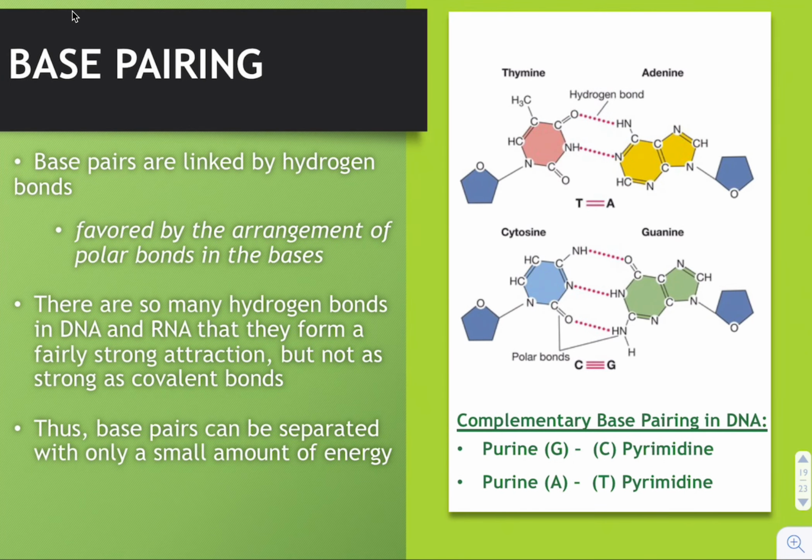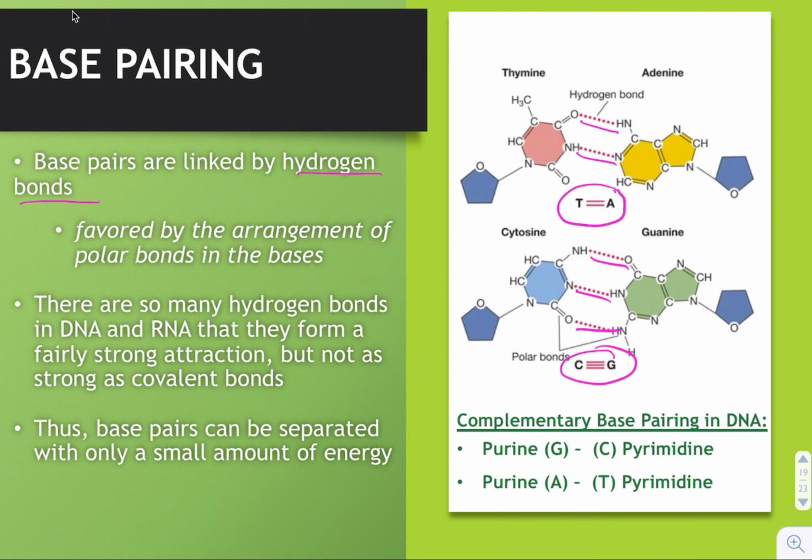So how do these bases pair with each other? Base pairs are linked by hydrogen bonds. Okay, we've got hydrogen bonds going on here. So we have a T double bonded to an A with hydrogen bonds. And then we have a cytosine triple bonded to a guanine. So C triple bonded to a G.